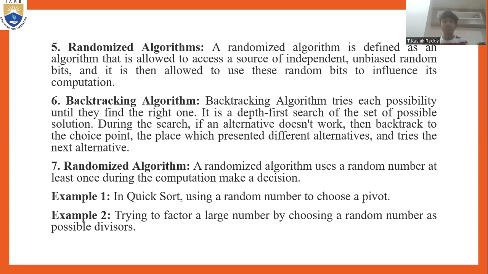Randomized algorithm again. Basically, a randomized algorithm uses a random number at least once during the computation to make a decision. Example one is in Quicksort, using a random number to choose a pivot element. As we know, in Quicksort we use the pivot element as the key element and compare it with all the other elements. Next example is trying to factor a large number by choosing random numbers as possible divisors.